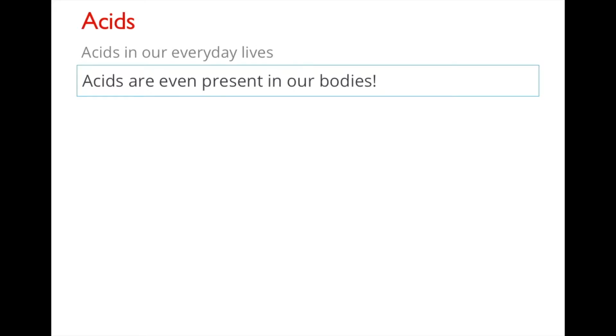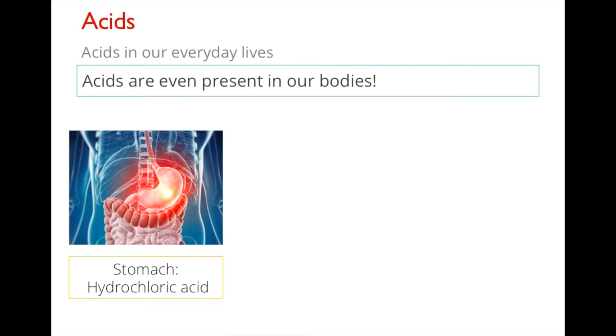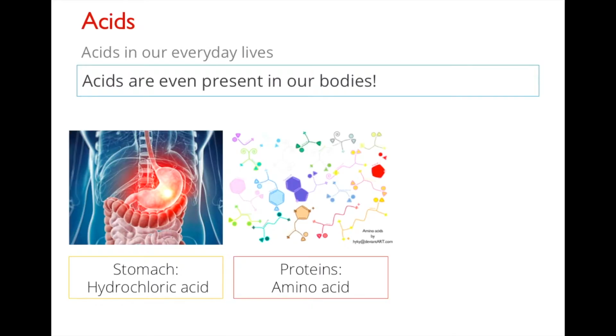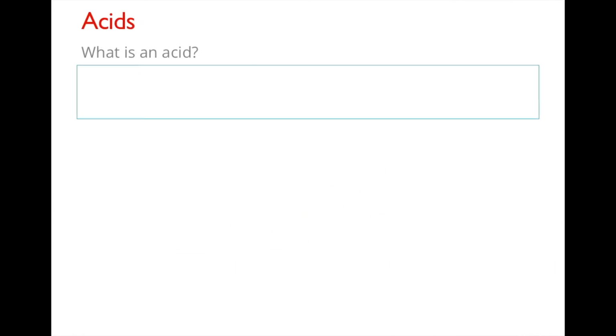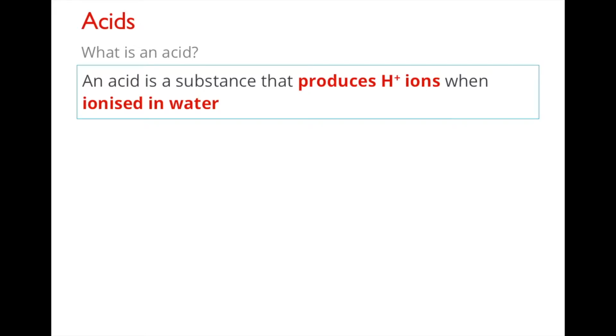You may know that the stomach has hydrochloric acid, or you may colloquially know it as stomach acid, but it's actually HCl. Our proteins are made of something called amino acids. And even our genes are made of DNA, which is also known as deoxyribonucleic acid. So, what is an acid? Can you copy down this definition? An acid is a substance that produces H+ ions when ionized in water.